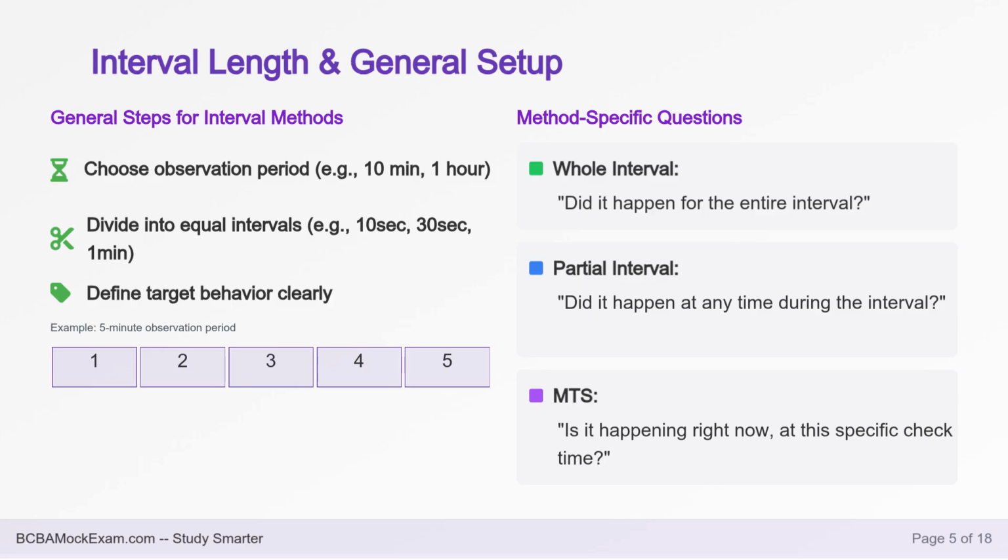Before you choose which method to use, you always set up your observation first. You pick an observation period, maybe 10 minutes, 30 minutes, or an hour, then divide it into equal intervals, like 10 seconds, 30 seconds, or 1 minute. You also define the target behavior very clearly, so anyone watching knows exactly what counts. From there, the method changes the question you ask yourself each interval. For whole interval, did it happen for the entire interval? For partial interval, did it happen at any time during the interval? For MTS, is it happening right now at this specific check time? Once you link each method to its question, it's much easier to remember.